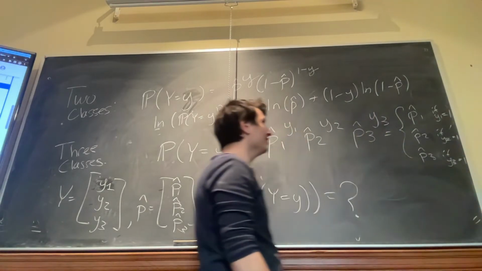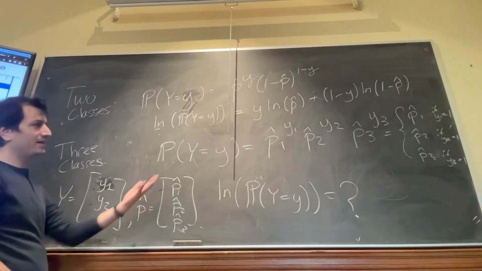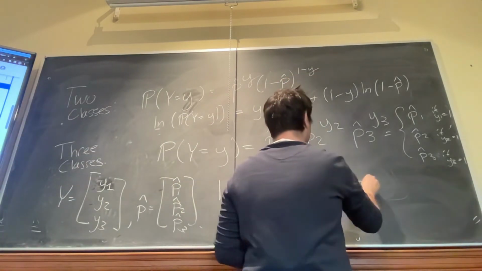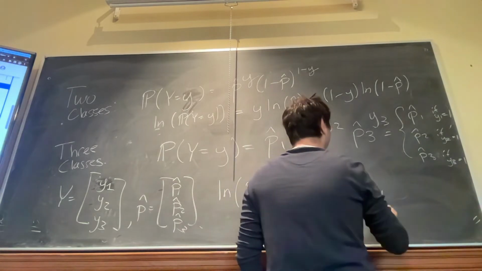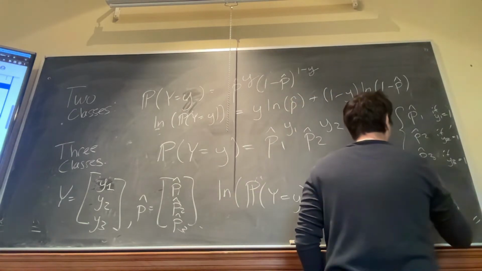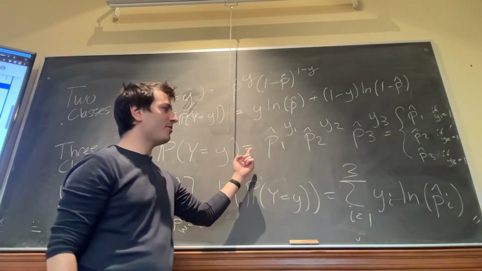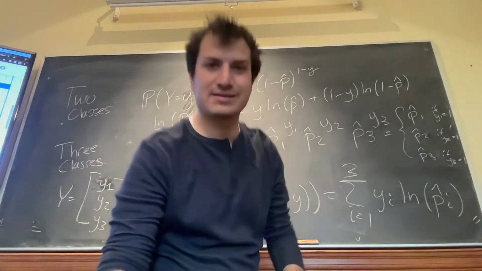So same thing as before. And now you have to do the log of that. It's a log of a product. The log of a product is a sum. So what is the sum going to be? It's going to be the sum of yi log of p hat i. Because this is a product over three things, you get a sum over three things at the end.